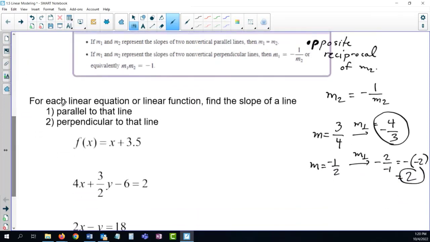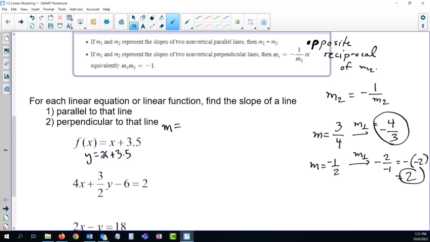So the question is, for each linear equation or linear function, find the slope of the line that's parallel to the line, and the slope of the line that's perpendicular to the line. So just the slope, don't overdo the question here. The first one we talked about before, f of x is equal to x plus 3.5. Remember, f of x is fancy y, so if it helps you, y is equal to x plus 3.5. That looks like my slope-intercept form. So what is the slope of the line?